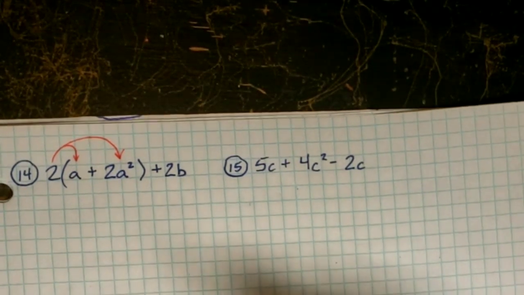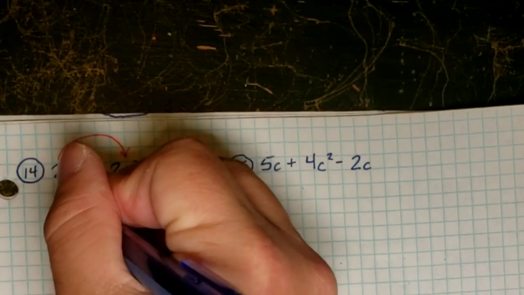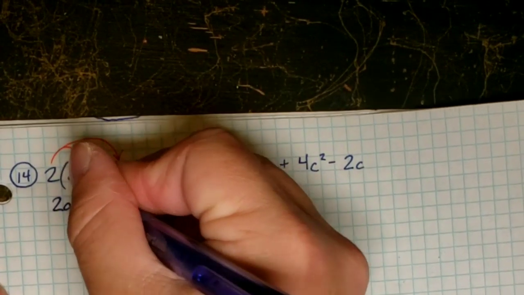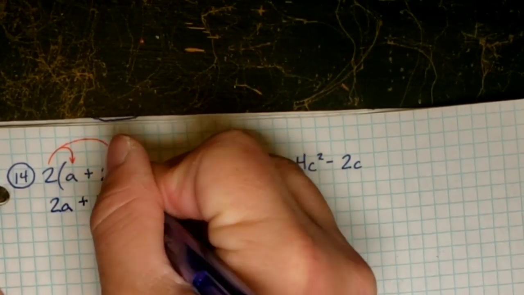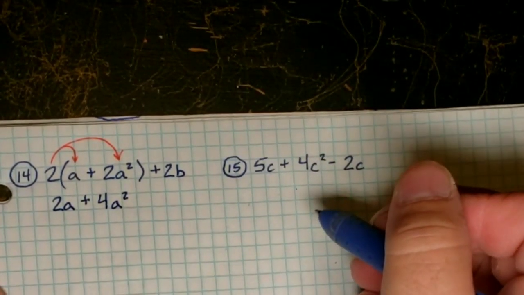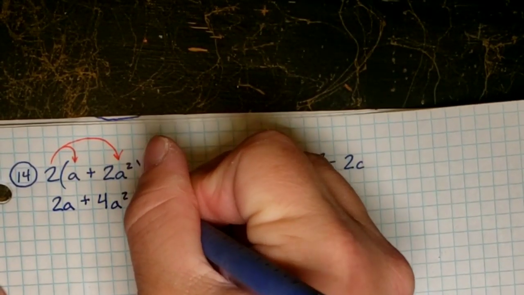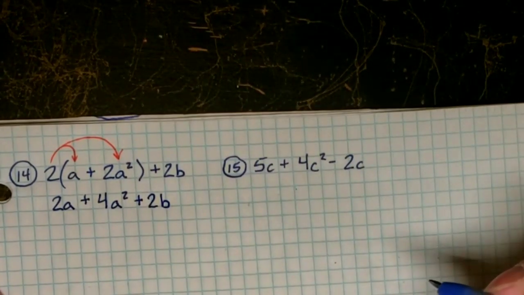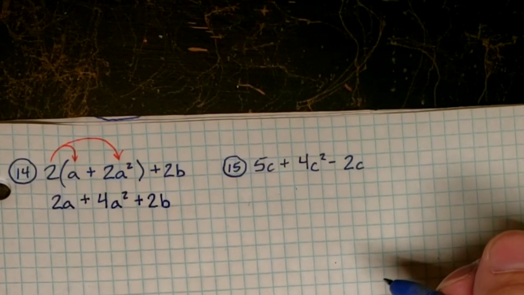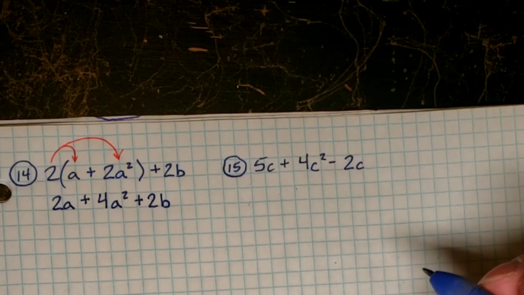All right, so that's going to give us 2 new terms. So 2 times a is 2a. Positive 2 times positive 2a squared would be positive 4a squared. And then this plus 2b was not a part of the parentheses, so it doesn't get multiplied by 2. We just bring it down. So plus 2b. Now that we have distributed, we need to figure out if any of these things are like terms. Are they? No, right?